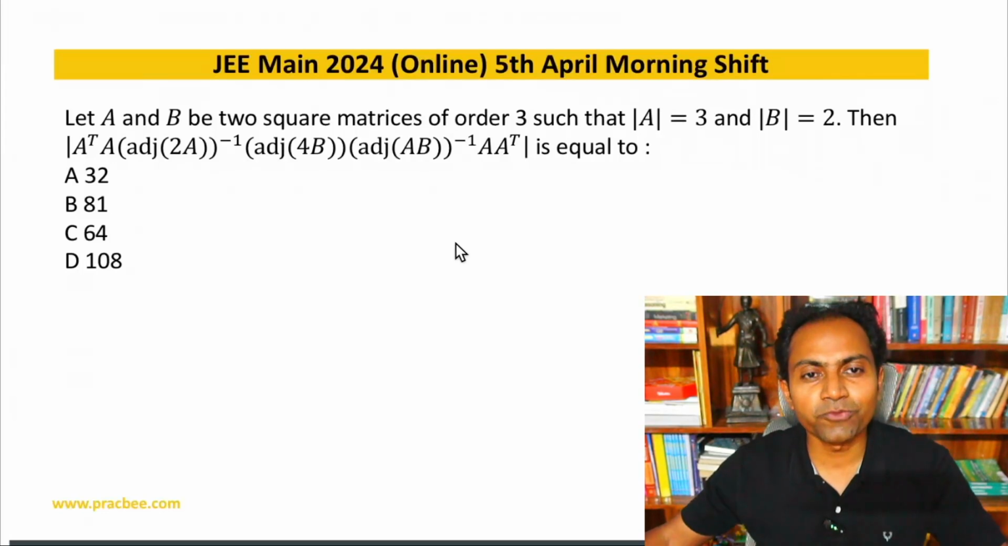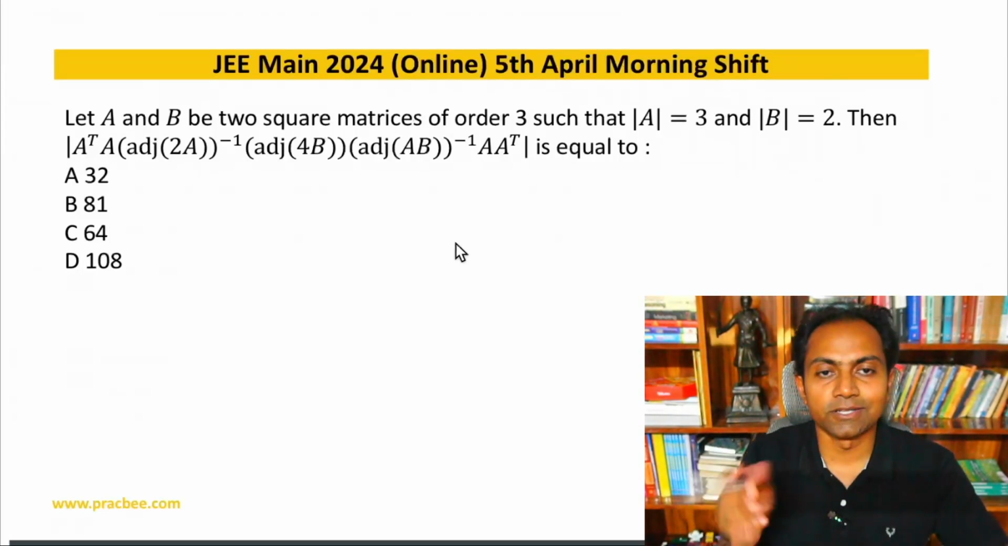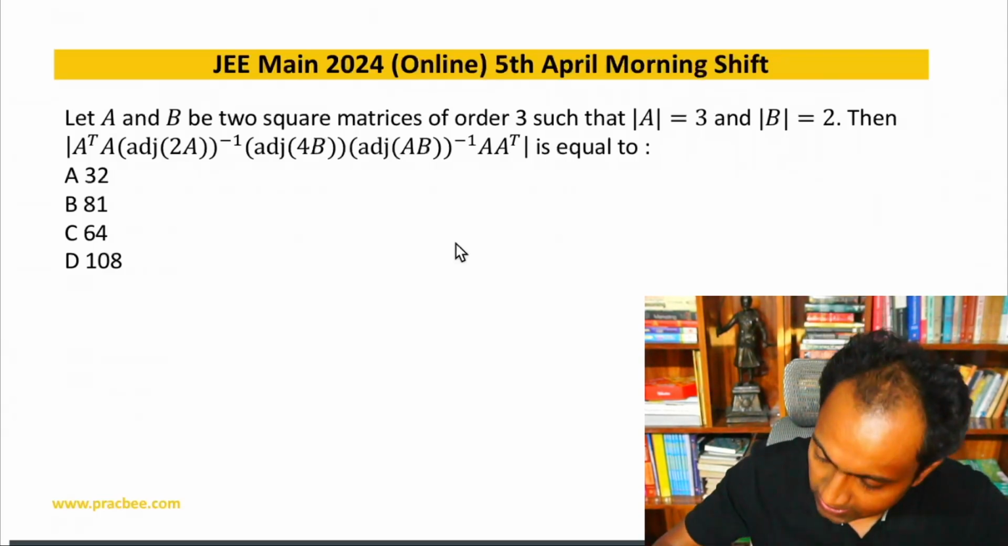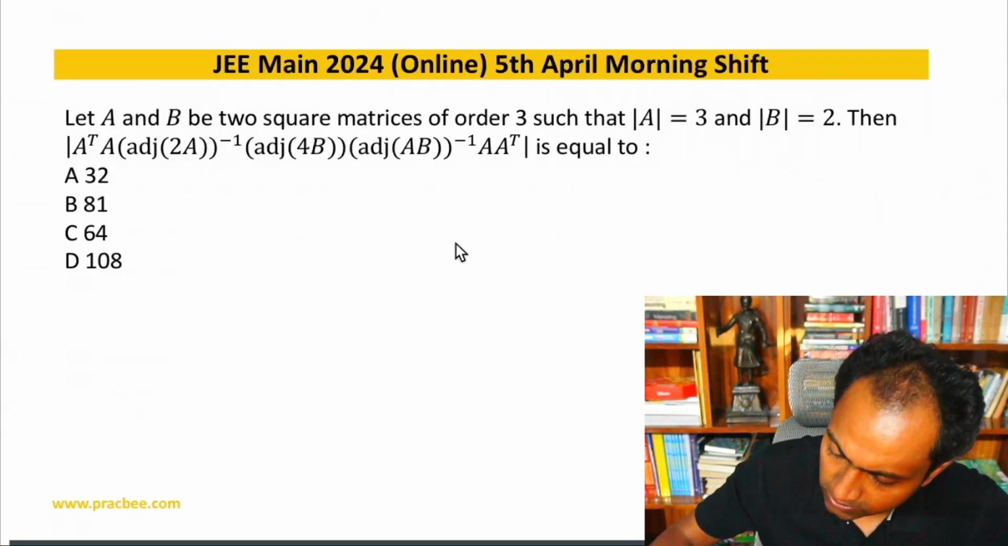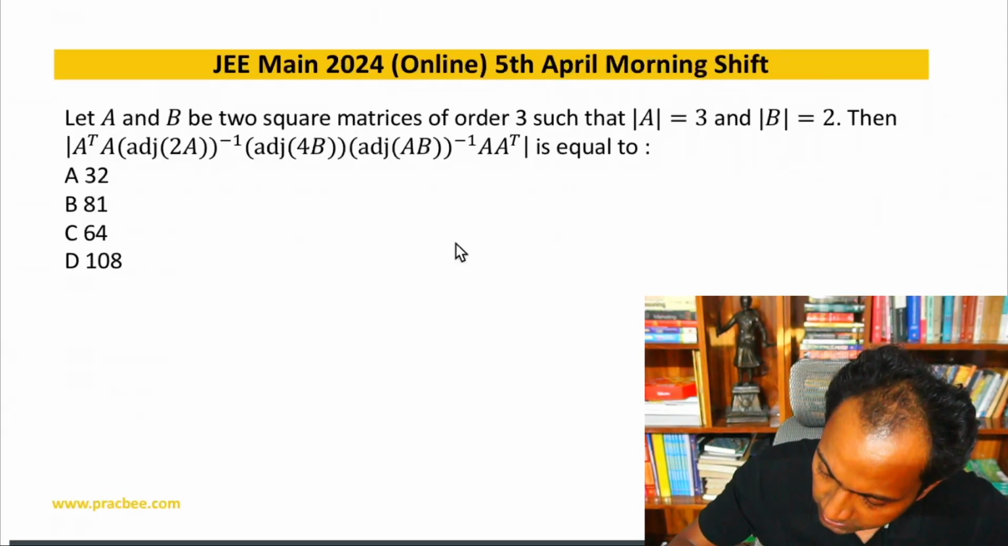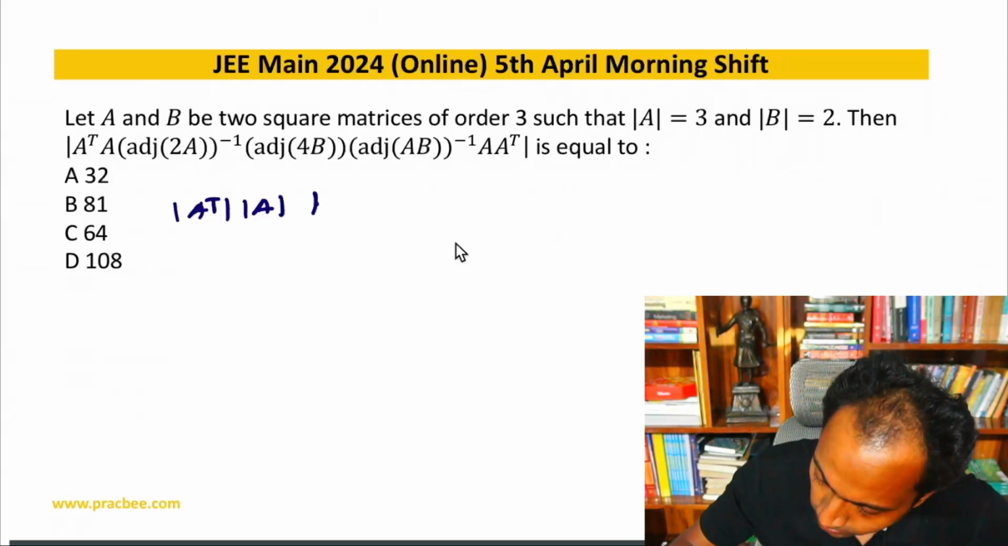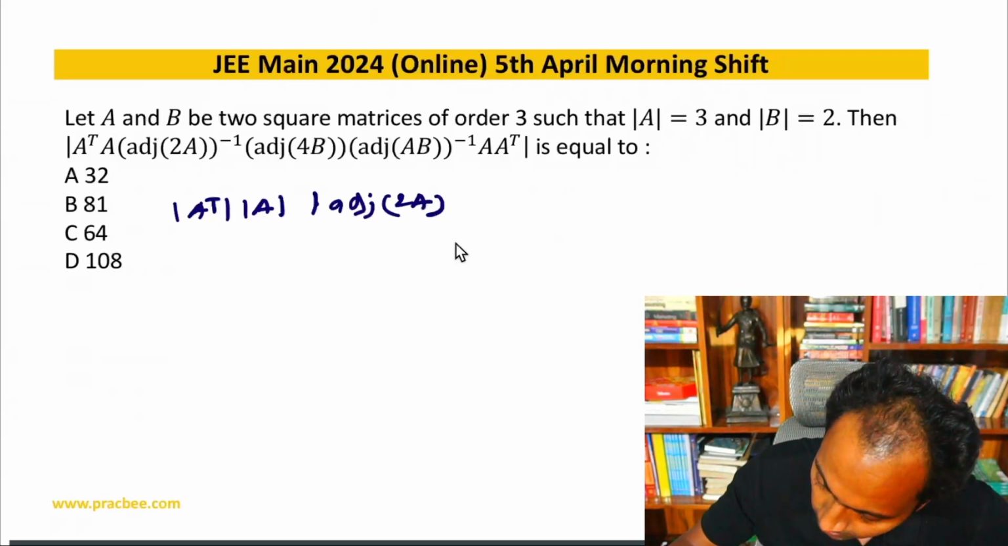Now this 2024 question is the old question based on distribution of determinant on matrices, but with a twist of inverse. So let us just solve this question really fast now. We know that if I start distributing the determinant, it is going to become determinant of A transpose into determinant of A into determinant of adjoint of 2A inverse.